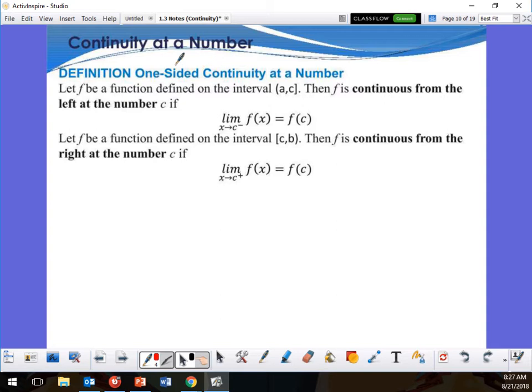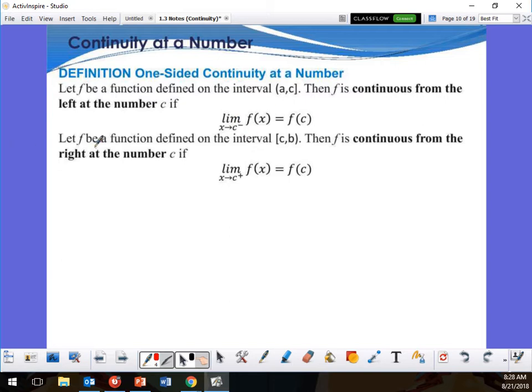Okay, definition: one-sided continuity at a number. Let f be a function defined on the interval a to c. So this one right here is one-sided. Which one is included? C is included, A is not. Then f is continuous from the left at the number c. So this is going from whatever value over here to my c value here. From the left-hand side, if it is continuous here, I get f of c.